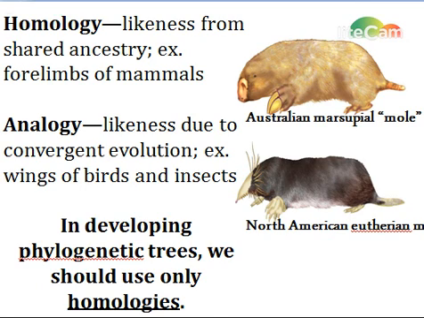The contrast is an analogy, and in the case of an analogy, the similarity in structure or morphology is due to convergent evolution, such as the wings of birds and the wings of insects, or in the case of these two moles, the Australian mole and the North American mole. They both are animals that burrow, and in their own separate evolution on different continents, natural selection favored an adaptation that allowed them to be good at burrowing. So they share similar characteristics, but they are analogous characteristics because they experienced convergent evolution.